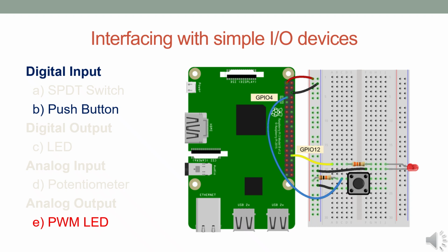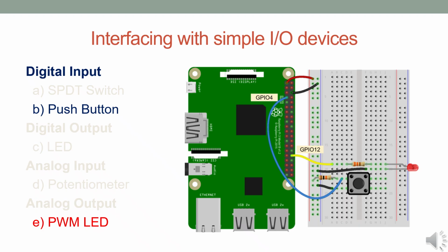For the LED connection, the anode (positive leg) is wired to GPIO12 through a current-limiting resistor, typically between 220 ohms and 330 ohms, to protect both the LED and the Raspberry Pi's GPIO pin from excessive current. The cathode (negative leg) is connected to a ground pin. The resistor ensures the LED operates within safe electrical limits while maintaining adequate brightness.